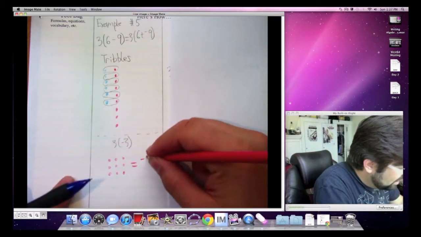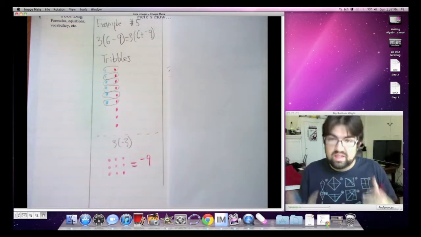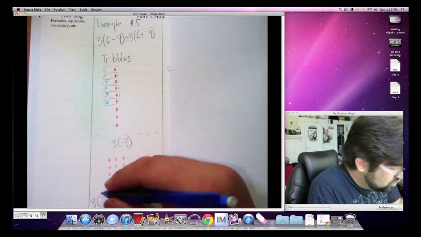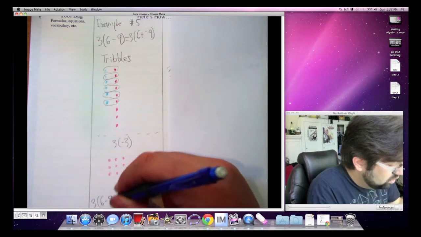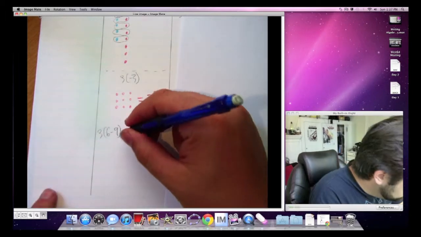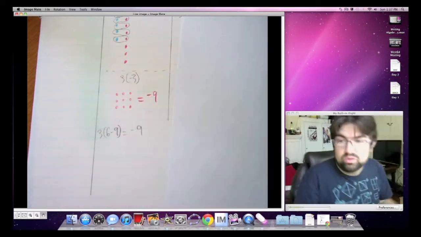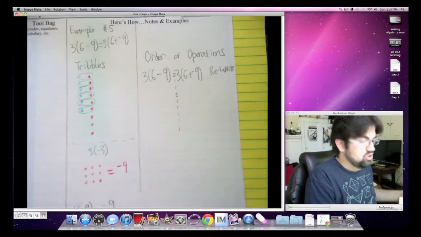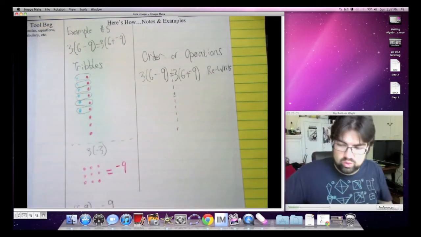This is negative 9. So I have negative 9 as my final answer. So I'm going to write this down. The original question, 3 times (6 minus 9), is equal to negative 9. That's what I ended up with. Okay. Now, order of operations. And eventually this is what you're working towards being able to do.